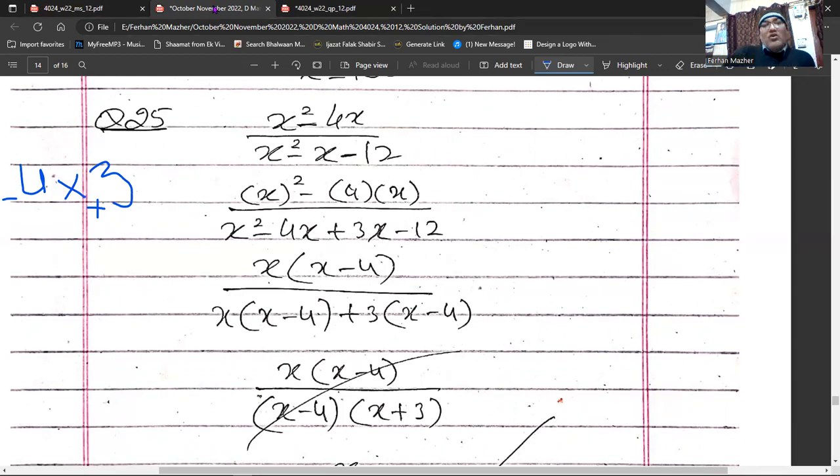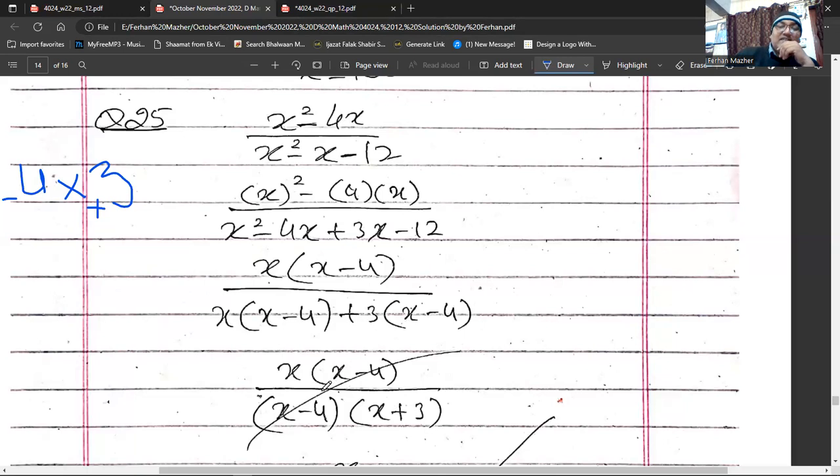Okay, so I will do the middle term breaking. I hope you remember what middle term breaking is. x squared minus 4x plus 3x minus 12. From these two, x is common. From these two, 3 is common. So you will have upstairs x bracket x minus 4 bracket close. Downstairs you have x bracket x minus 4 bracket close plus 3 bracket x minus 4 bracket close. Then x minus 4 bracket is common, and you will have x plus 3 in the other bracket.